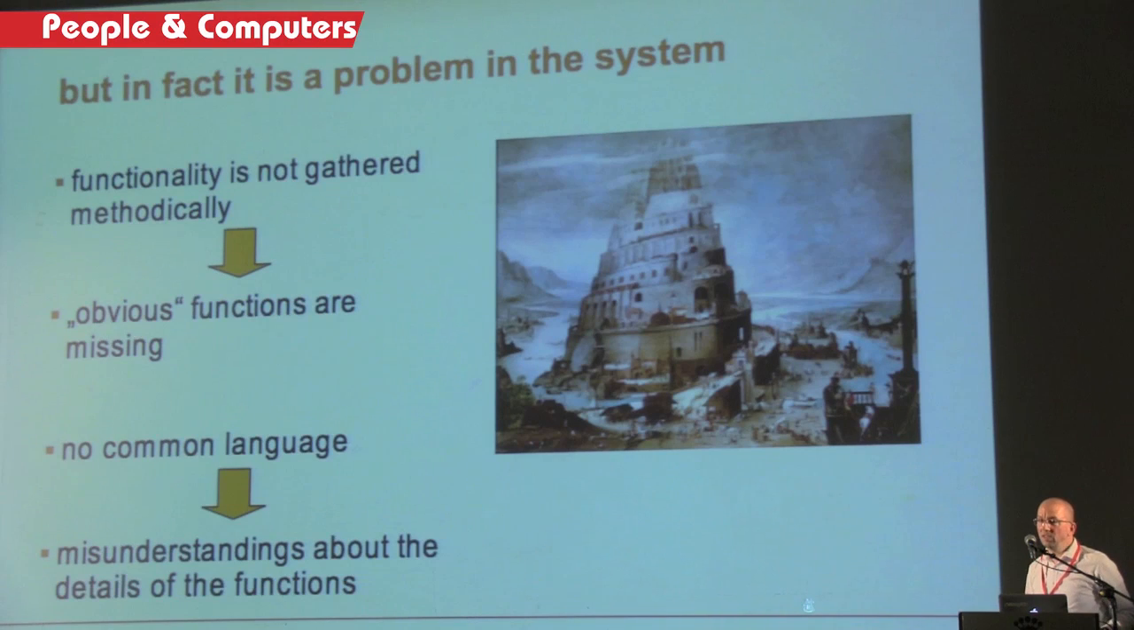The second part is there is no common language. Yes, there was the talk of putting the good products on the top of the search result list, but there was no common understanding of what that good meant. And so if there is no common language, then there is misunderstanding about the details, how these functions should work and what should happen.